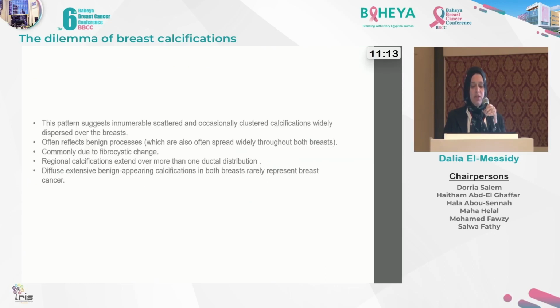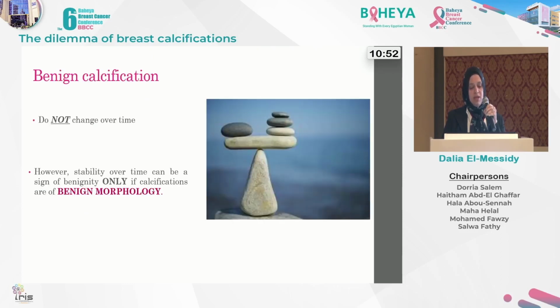It suggests innumerable scattered and occasionally clustered calcifications widely dispersed over both breasts. It reflects its causing processes, which are again widely spread within both breasts, commonly due to fibrocystic changes. Diffuse or extensive calcifications can rarely represent breast cancer. Benign calcifications do not change over time.